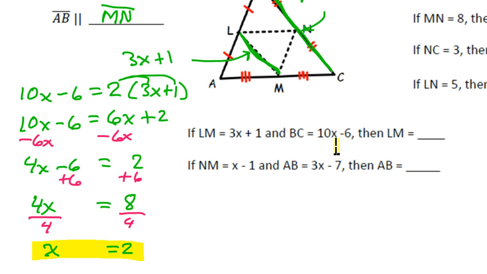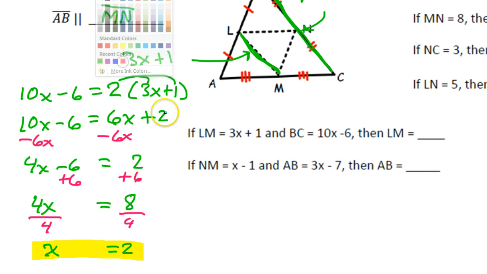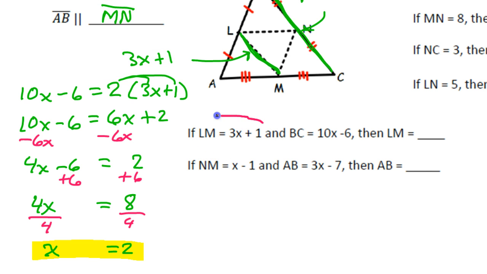So now we can find LM, because coming back to here, here's LM, and it's 3x plus 1. So now we know that x is 2. So this becomes 3 times 2 plus 1. So that's 6 plus 1, which is 7.